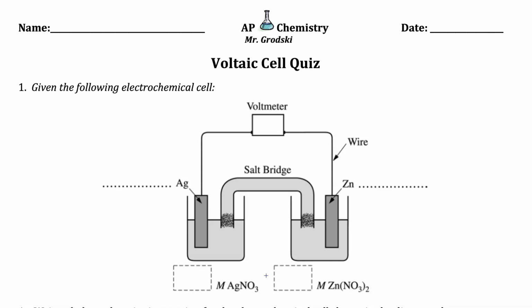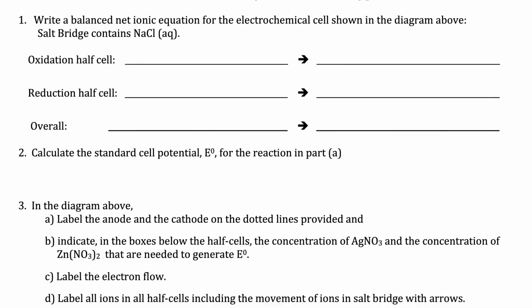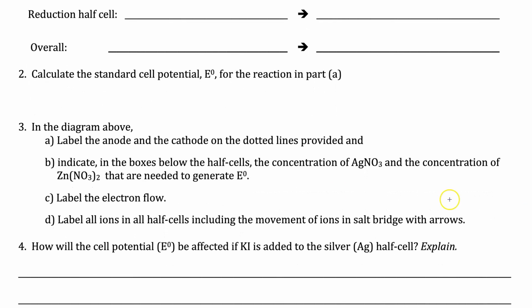What we have to do here is identify all the parts, and I was able to let you know those things. Down here in the diagram above, label the anode, label the cathode, and of course indicate the concentrations needed to get a standard net potential. Label electron flow, label all half cells, include the movement of ions and salt bridges. Okay, so now that I know what I have to do, let's do that.